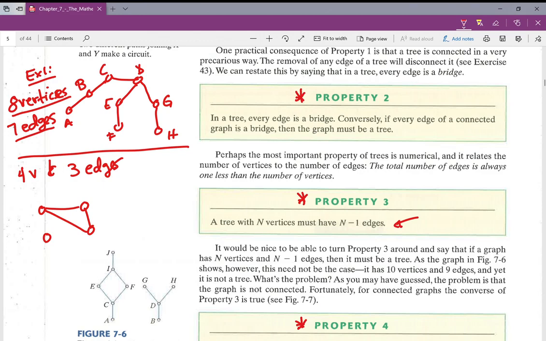But if I drew a tree, it would have to have that the number of edges is one less than the number of vertices. So this is a tree. But being told that I have 4 vertices and 3 edges is not enough to guarantee that a tree would be drawn unless I add a word like connected.